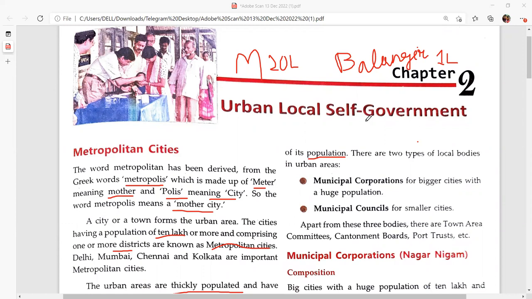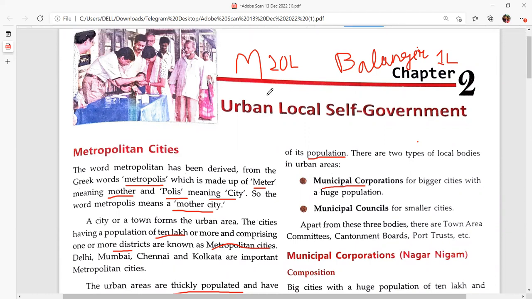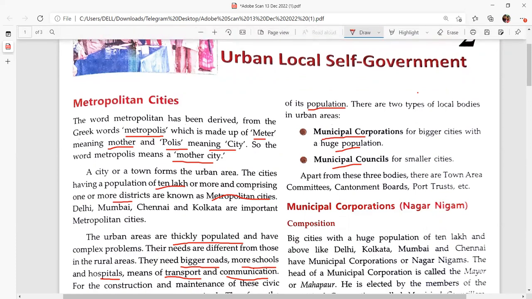So in Mumbai, we will have a municipal corporation known as the Mumbai Municipal Corporation or the Bombay Municipal Corporation, BMC, for bigger cities with a huge population. But Balangir has less population compared to Mumbai, though Balangir's population is more than a rural area. So it will come under a small city. So Balangir will have a municipal council or municipality. I hope you have got the difference between municipal corporation and municipal council.